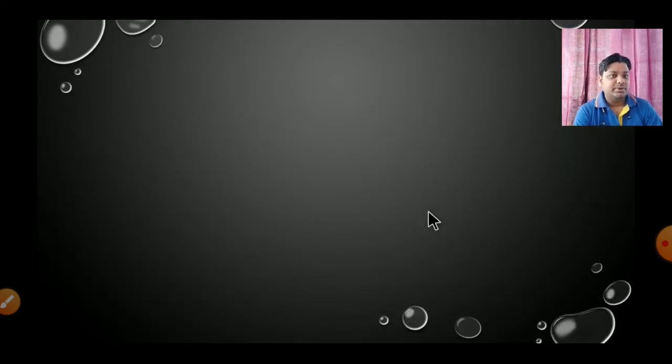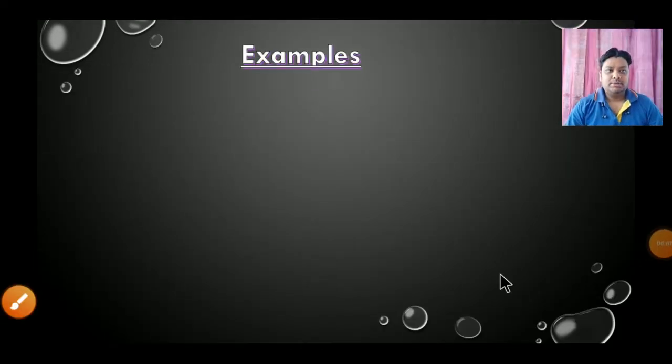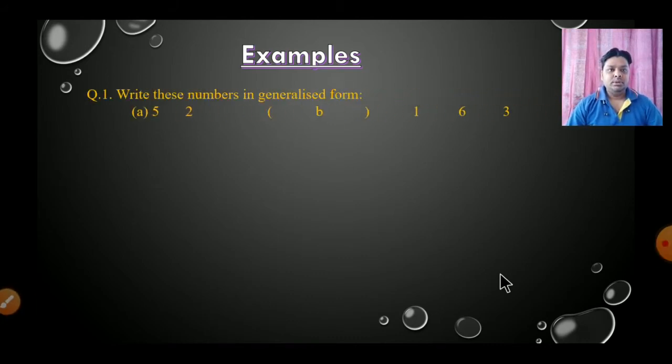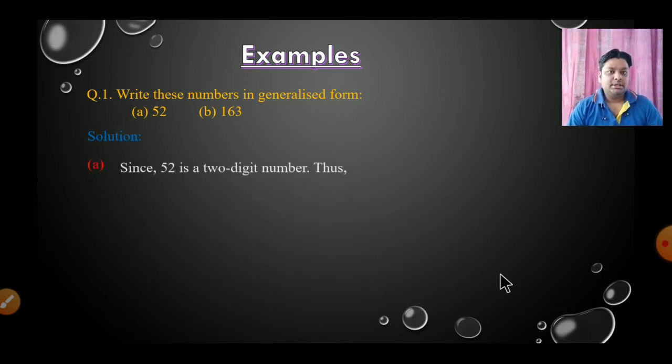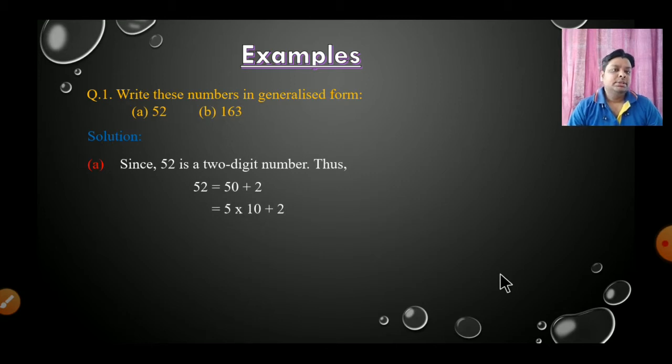Now students, you can see the examples. The first question is that we have to write these numbers in generalized form, which means in expanded form. So at first we can see that 52 is a two digit number. Okay, so we can write it as 50 plus 2, since 5 is at the tens place, it will be multiplied by 10, then we will get 50, then plus 2. Okay, so it is the generalized form.